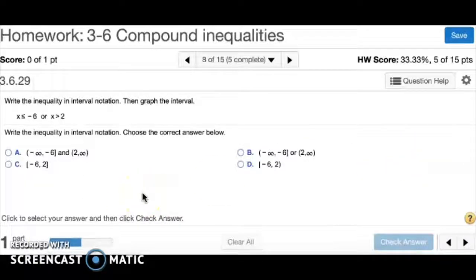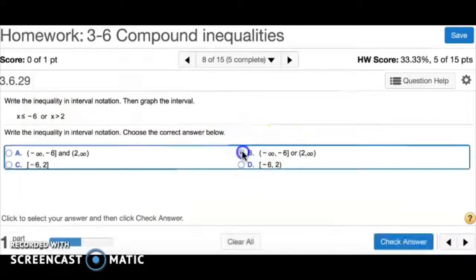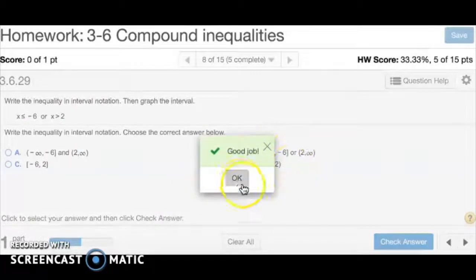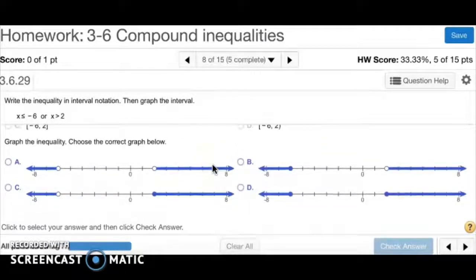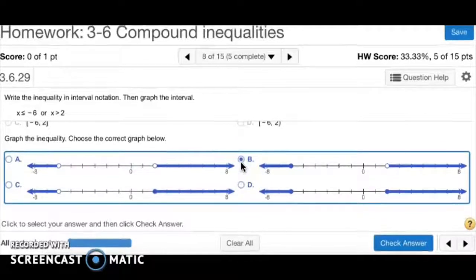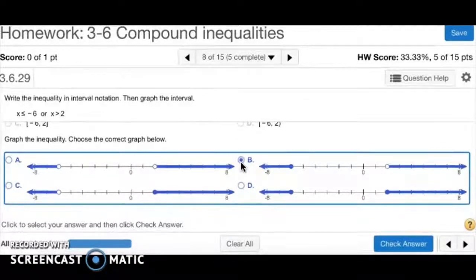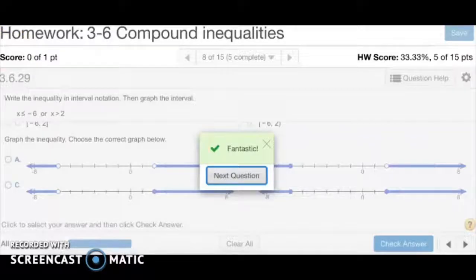So a little trick for this one. Since this is multiple choice, and this is OR, it means it automatically has to be the one with the OR. So it automatically would have to be B. So that's just a little trick. Graphing it is two separate inequalities going in opposite directions. It will be a closed circle on the left and open on the right. So that has to be B. That's the answer for number 8.